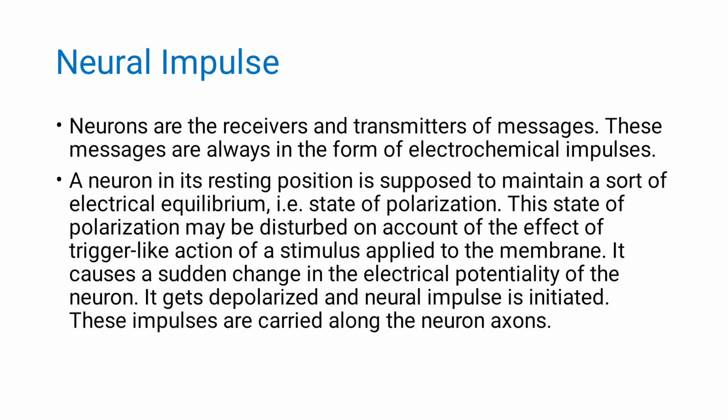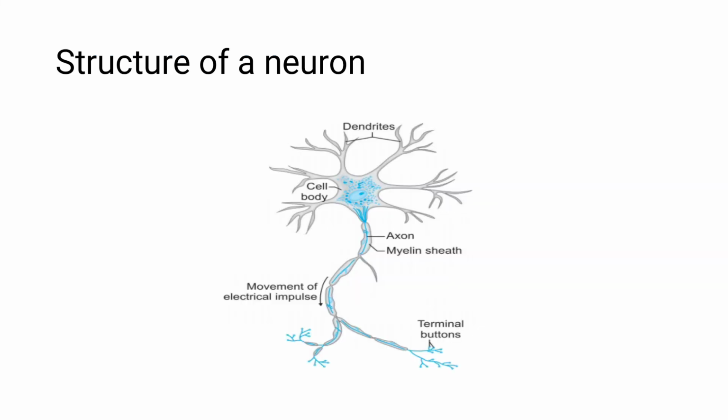Electrochemical impulses. A neuron in its resting position is supposed to maintain a sort of electrical equilibrium. So a neuron is responsible for maintaining an electrical equilibrium. In the whole nervous system, the neurons, axons, dendrites, myelin sheath, everything is responsible for behavior or activity.